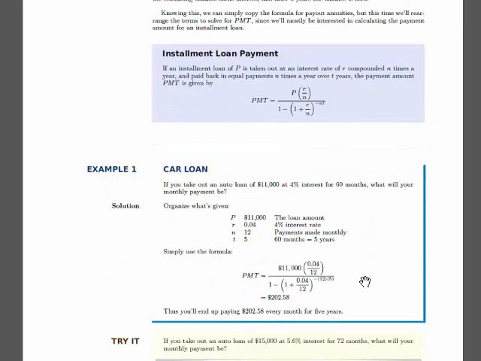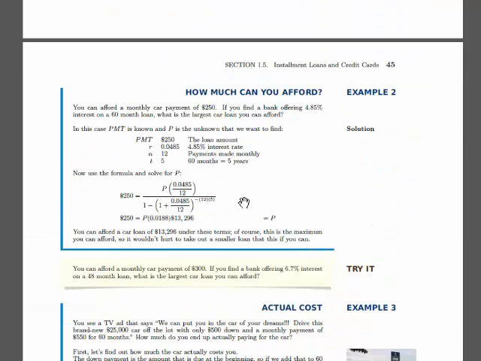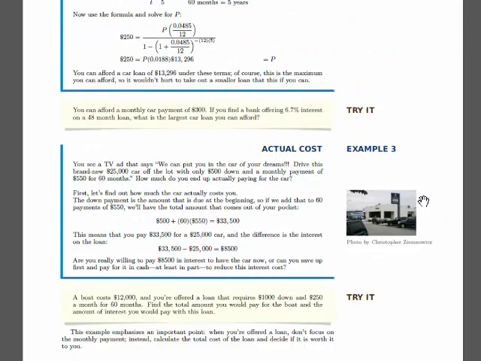Here's a simple example with a car loan. Given the principal amount on a loan and an interest rate and amount of time and so on, we can calculate the monthly payment from that. And then working backwards, if we're given a certain monthly payment that we can afford, we can find the loan principal that we're able to afford from that payment.